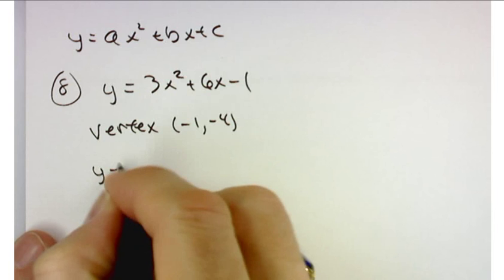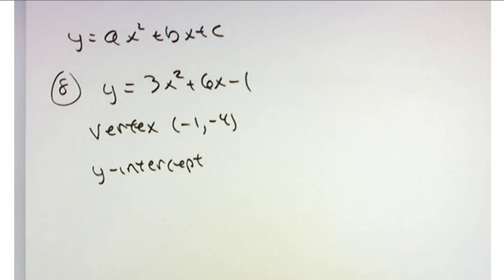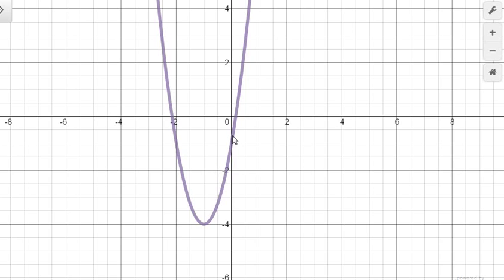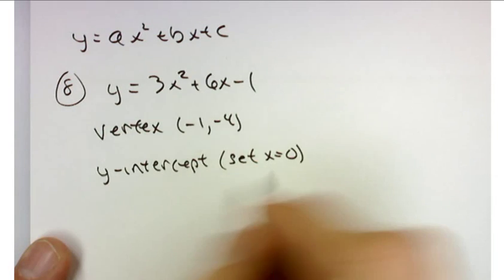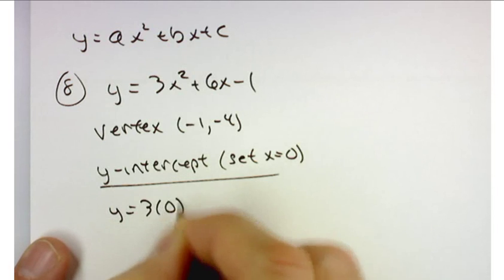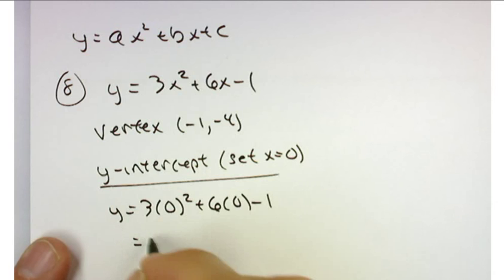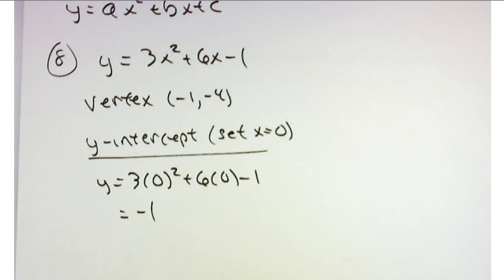Next, I want to find the y-intercept. How can I do that in general? What do you have to do to find the y-intercept of a graph? Yeah, the graph's going to cross the y-axis when x equals 0. So all we need to do to find where this crosses is just to set x equals 0. So the y-intercept: set x equals 0. So it's going to be y equals 3 times 0 squared plus 6 times 0 minus 1. I don't think I need my graphing calculator for this one. It's just -1.